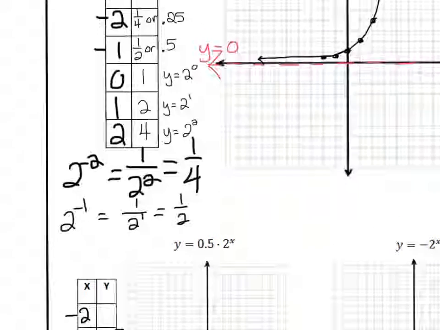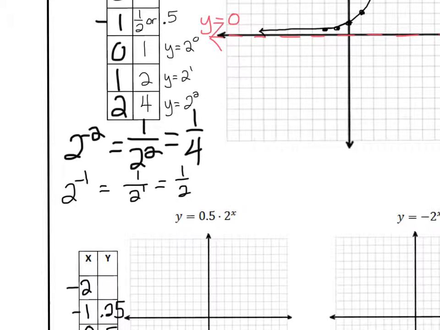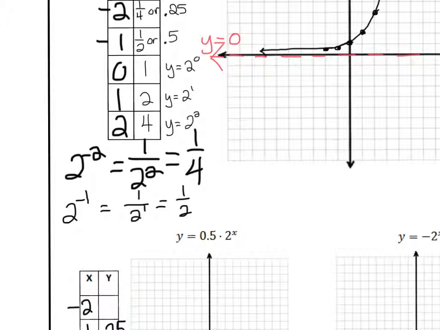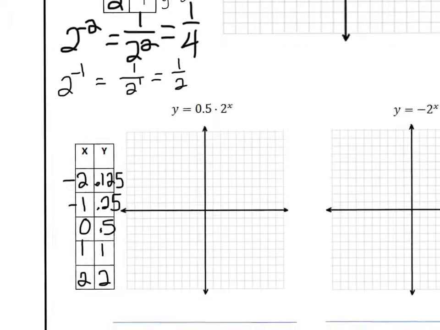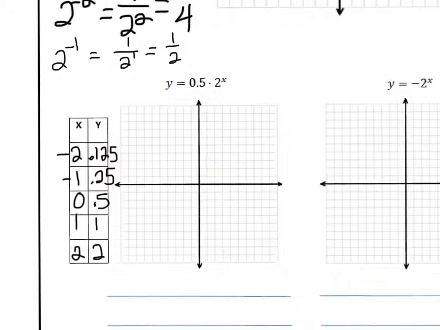And then the last one, I had gotten 1/4 or 0.25. So I need to multiply the 1/4 or the 0.25 times 0.5, and that should give you 0.125. So notice the numbers got smaller in the y column. So we're going to graph these numbers.